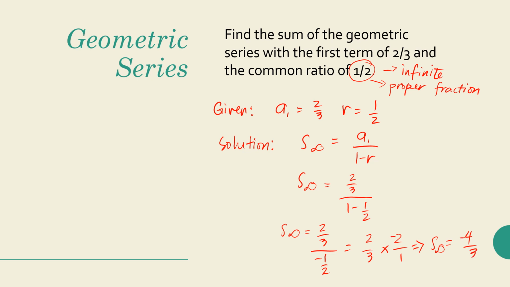Sorry, nakalimutan ko dito yung negative. So negative 4 over 3. So here is the sum of the infinite. Because this one is converge. This one converge, or there is an existing sum. I hope that you get this.